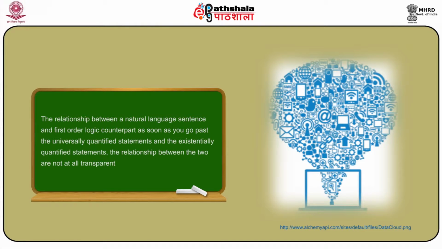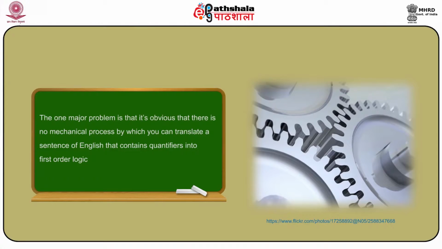that the relationship between a natural language sentence and its first order logic counterpart, as soon as you go past the universally quantified statements and the existentially quantified statements, is not at all transparent. Okay? So the one major problem is that it's obvious that there is no mechanical process by which you can translate a sentence of English that contains quantifiers into first order logic.